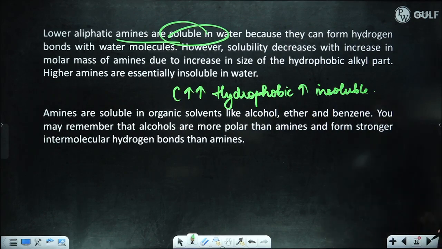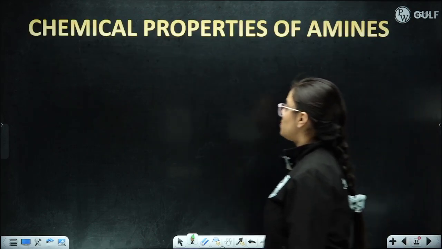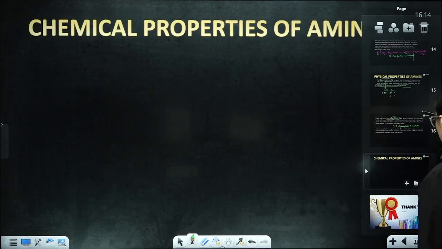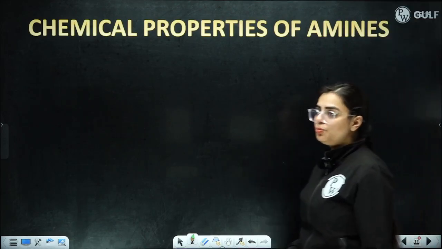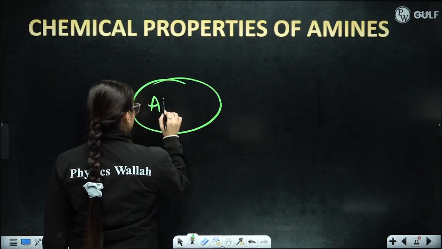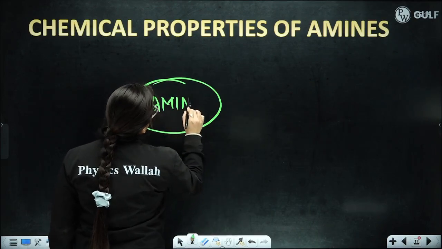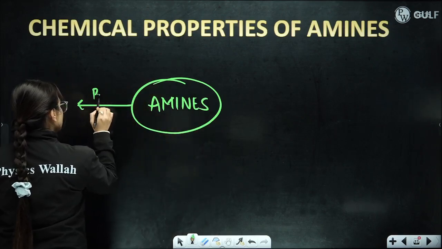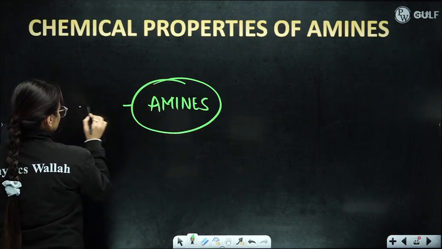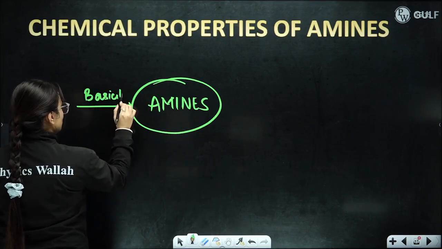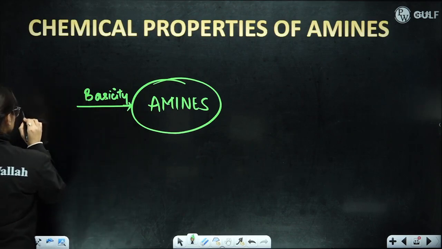Yes? Okay. Coming to the chemical properties of amines, I'm going to create a flow chart over here for you so that you can directly learn all the chemical properties with regard to amines. First, the chemical property that I shall be discussing is basicity. Let's discuss its basicity. As you know, it's a revision video, so I'm doing it in one shot.